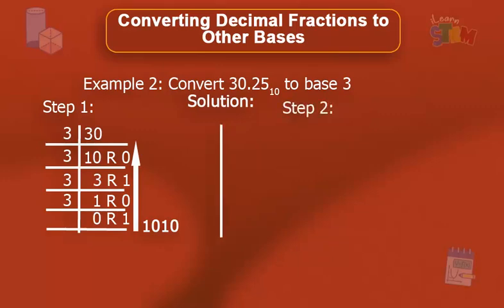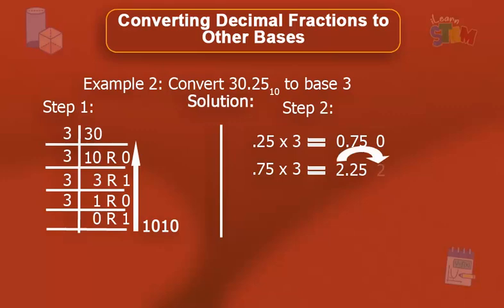Step 2. We multiply repeatedly the fraction part, 0.25. Also, we take note of the whole numbers after multiplication. So, 0.25 times 3 equals 0.75. Taking note of 0 as the whole number part, we multiply further. 0.75 times 3 equals 2.25. Taking note of 2 as the whole number part, we multiply further.